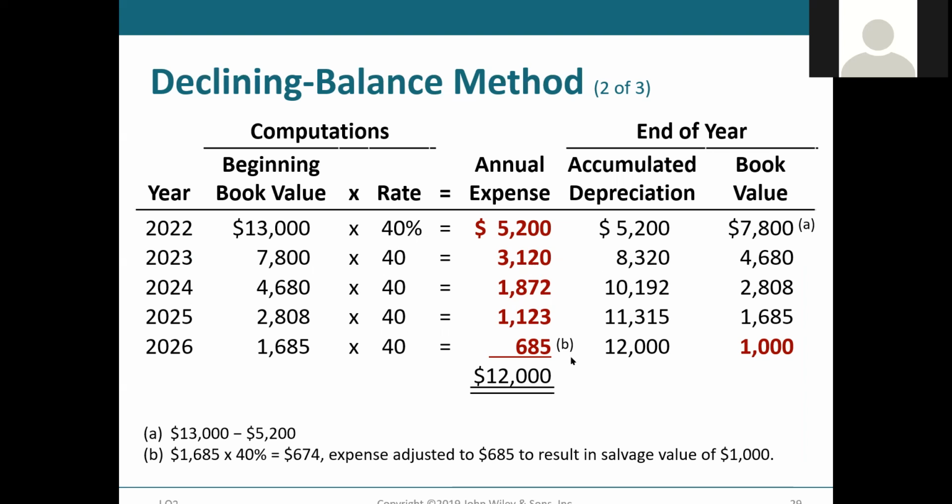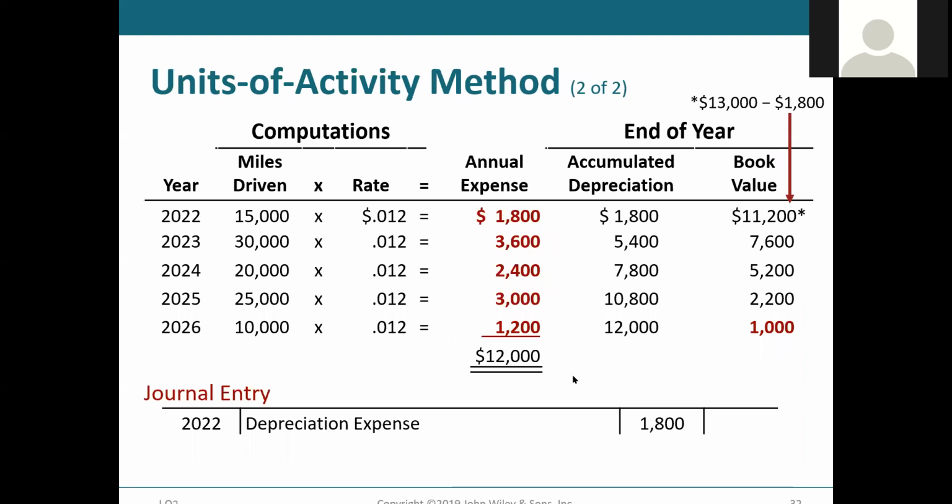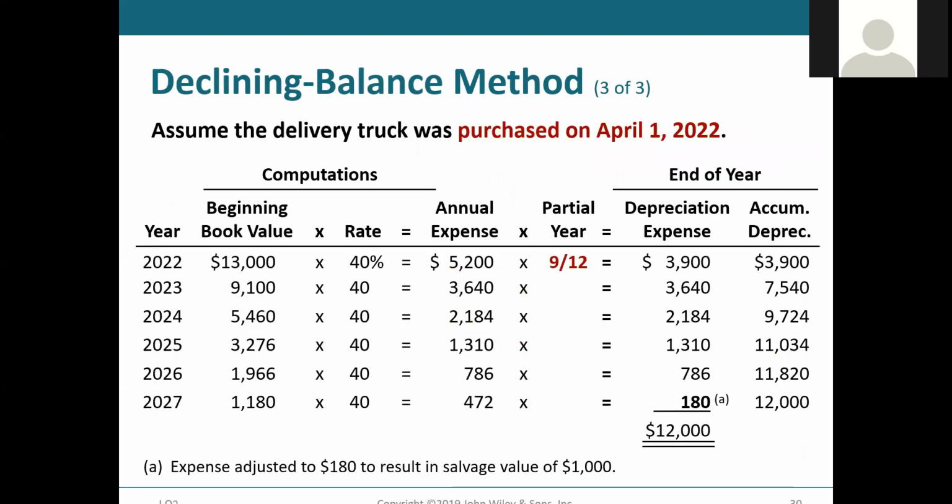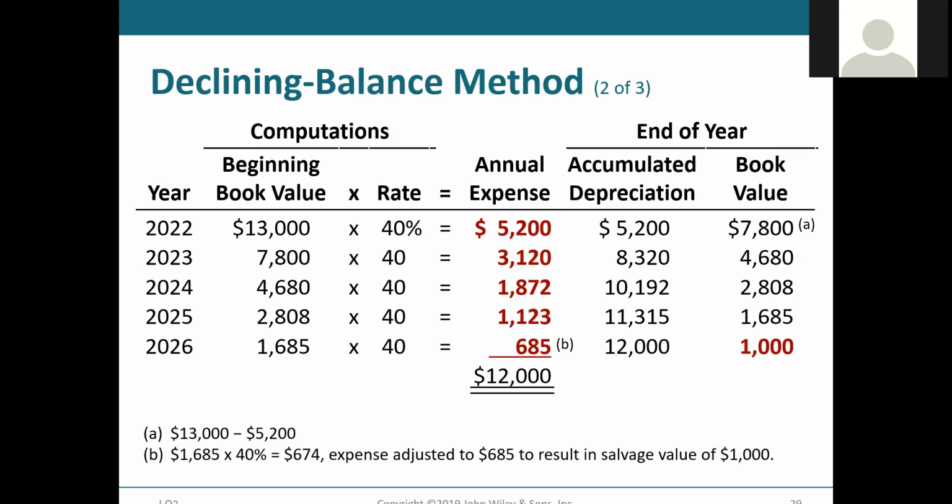Now, when they got down here, the salvage value was $1,000, I would imagine. And what they're telling us is we cannot let that 680, we can only plug in the amount that gets us down to 12,000. If you multiply 1630.85 times 40%, you get 674. We need 685. We need to adjust to 685 to get to the 12,000.